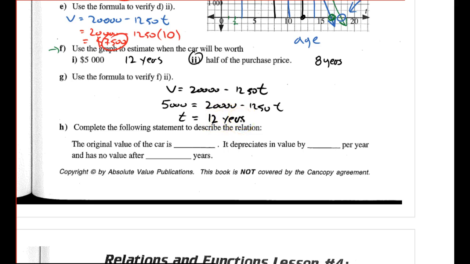Complete the following statement to describe the relation. The original value of the car was 20,000. It depreciates in value by, here is what I'm hoping you get out of this, every year the car drops by a value of $1,250. So every year the car is worth less and less. It has no value after about 16 years.